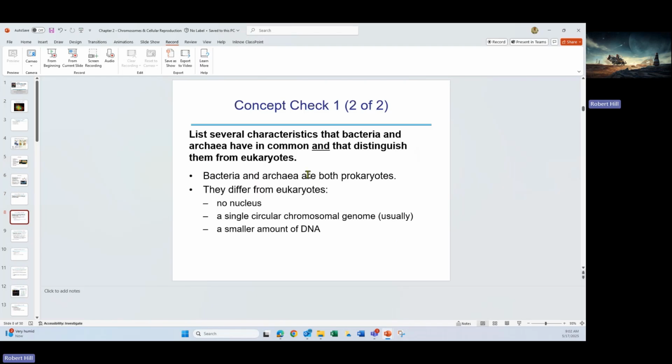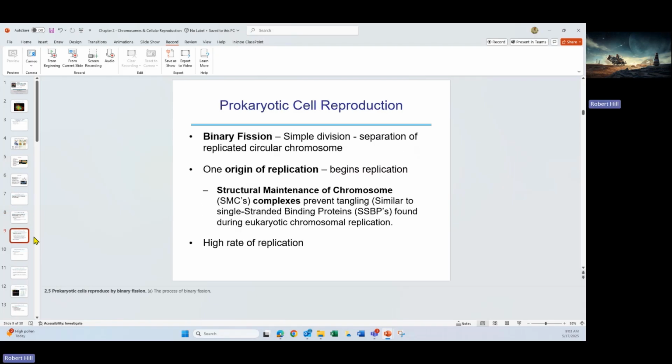Bacteria and archaea are both prokaryotic, right? So that's what they have in common. And what makes them different from eukaryotes is that bacteria and archaea have no nucleus. They only have a single circular chromosome, and it's usually a much smaller amount of DNA.